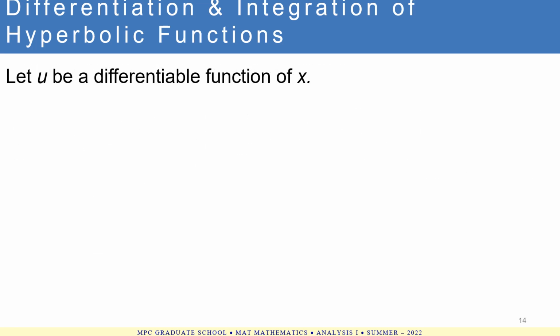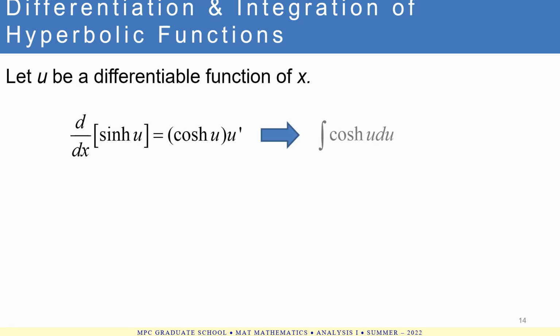Now that we are done proving a couple of these derivatives, let's go to the integral of these hyperbolic functions. Remember that the derivative of hyperbolic sine u is hyperbolic cosine u times u prime. So that means if we have to integrate hyperbolic cosine u with respect to u, it will give us hyperbolic sine u plus that constant of integration c.